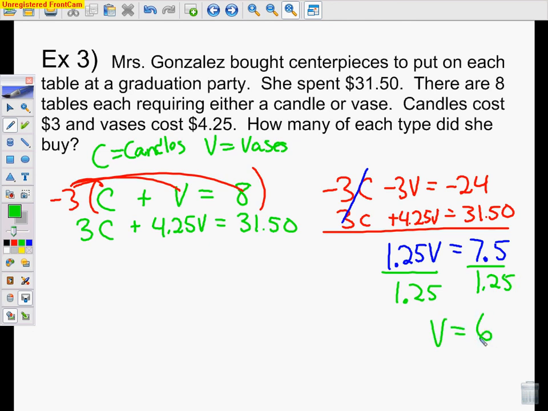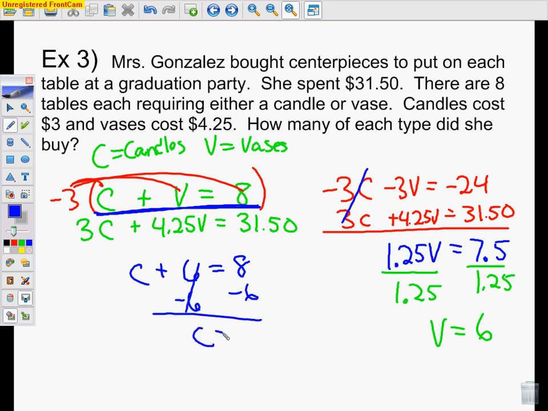Once again, at the beginning we said that there's a total of 8 items, 8 centerpieces. And we don't know what the number of candles are yet, but we do know that there's 6 vases. So we can subtract 6 from both sides and find that the number of candles equals 2.